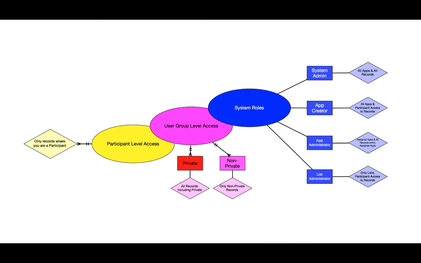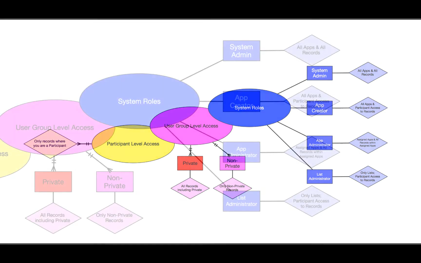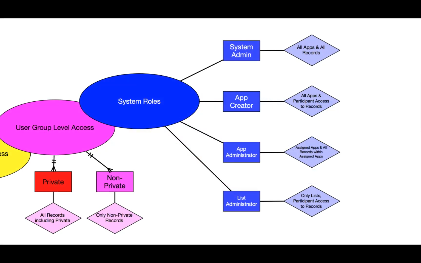Sometimes, we want to give particular users the ability to make system-level configuration changes, upload lists, and create new apps and workflows on the Aptitude platform. In order to do this, we must give the user a system role. There are 4 system roles.